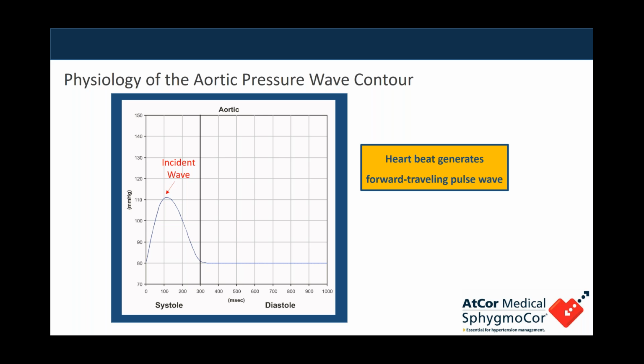This is a simple graph of the aortic pressure wave contour, and if the arterial system was simply an uncomplicated tube or hose, you'd see the incident wave generated by ventricular contraction that the heartbeat generates, and it travels forward through the vasculature, and the diastolic capacitance dictates the diastolic pressure. It's very simplistic, and it's not based in what we actually see physiologically.